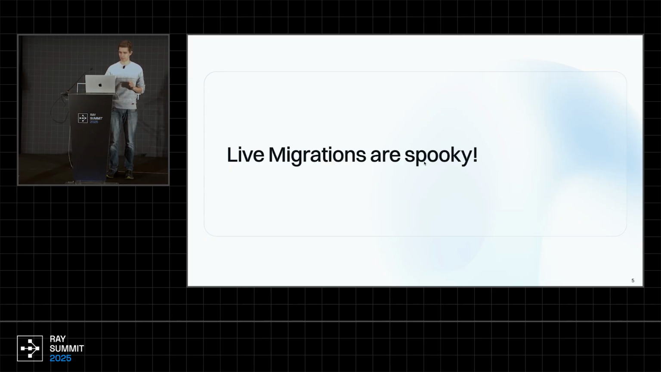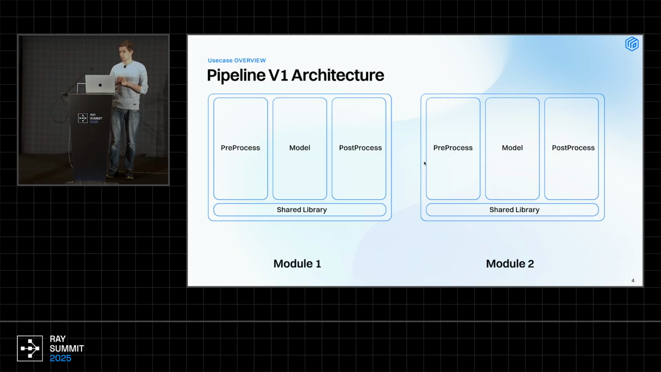They are very spooky. So to go through our architecture, how we structured in the past, before we had a very modular architecture where all the business logic, all the models, all the post-processing lived within a self-contained module. So that meant that whether there was some complex inference, some basic regex, everything was self-contained, and we used a shared library to actually pass data around.